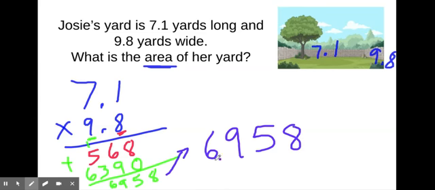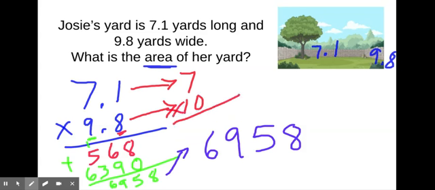Now, we have our digits. We know what our answer should be. But now we need to go back and figure out where our decimal point is going to go. This one's a little trickier than the last couple. So let's see if we can figure this out using an estimate. If I estimated this problem, I would say 7 1/10 is about 7, and 9 8/10 is about 10. So I end up with 7 times 10. What is 7 times 10? 70. So I end up with an estimate of about 70.